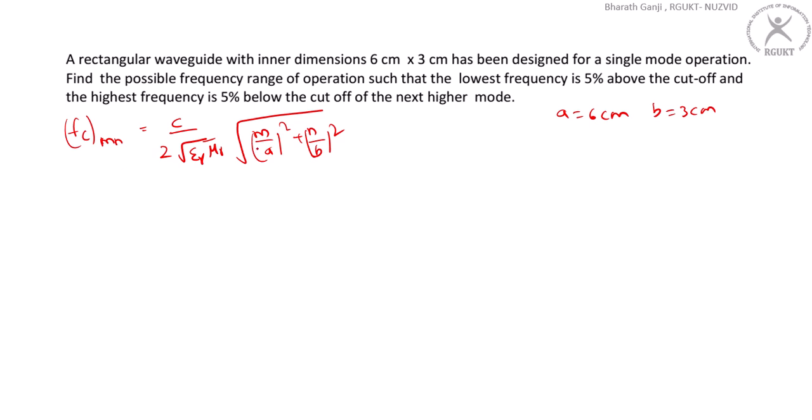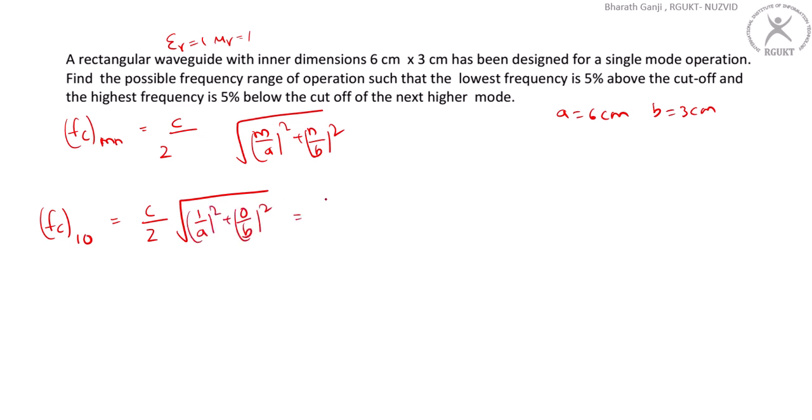So in our case, if you assume it is air filled, if we take epsilon r is equal to 1 and mu r is equal to 1, then this becomes C by 2. So let us find the cutoff frequency of TE10 mode. For TE10 mode, the cutoff frequency is C by 2 times square root of 1 by a whole square plus 0 by b whole square. That gives me C by 2a. Okay, so if I put the values of C and a, I get an answer of 2.5 gigahertz. So this is the cutoff frequency of TE10 mode.